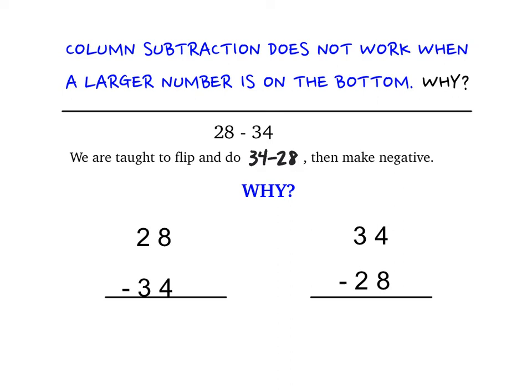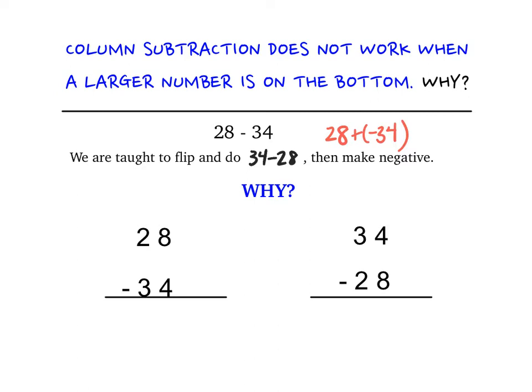In this video, we'll explore why column subtraction starts to fall apart if your larger number is on the bottom. So here would be an example where you might want to set it up that way. Let's say we're doing 28 minus 34. We've been talking about changing that to addition, which tells us to subtract, but to put the 34 on top. So why can't we put the 28 on top? Why do we have to kind of think of it as addition and rearrange it?